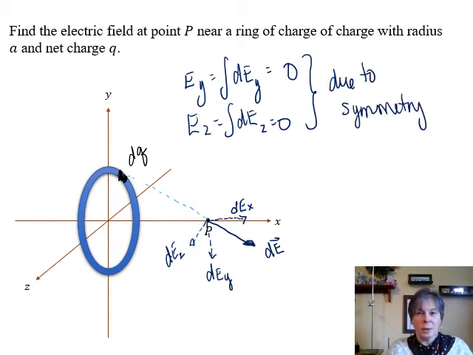So the only thing that won't be 0 will be our dEx, or our Ex won't be 0, because no matter where we are along the ring, it all points in the same direction in x. So the x component always points in the same direction, but sometimes the y is up, sometimes the y is down, that means they cancel. Sometimes the z is forward, sometimes it's backwards, they cancel. But the x's are always in the same direction. So the x is the one that's going to be non-zero.